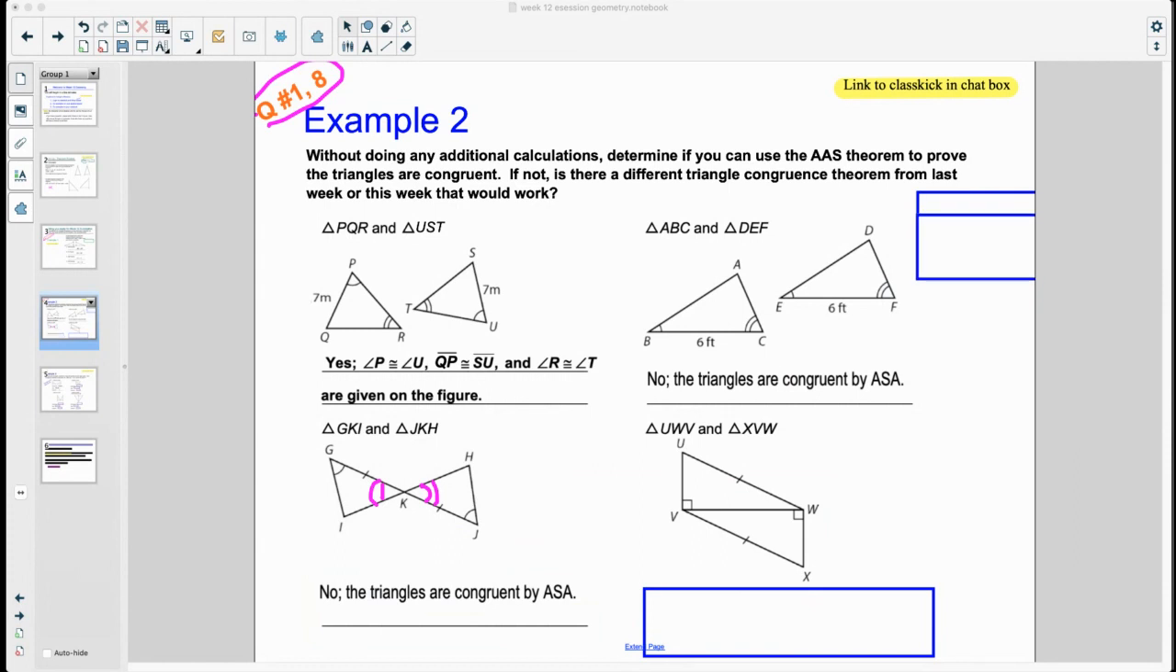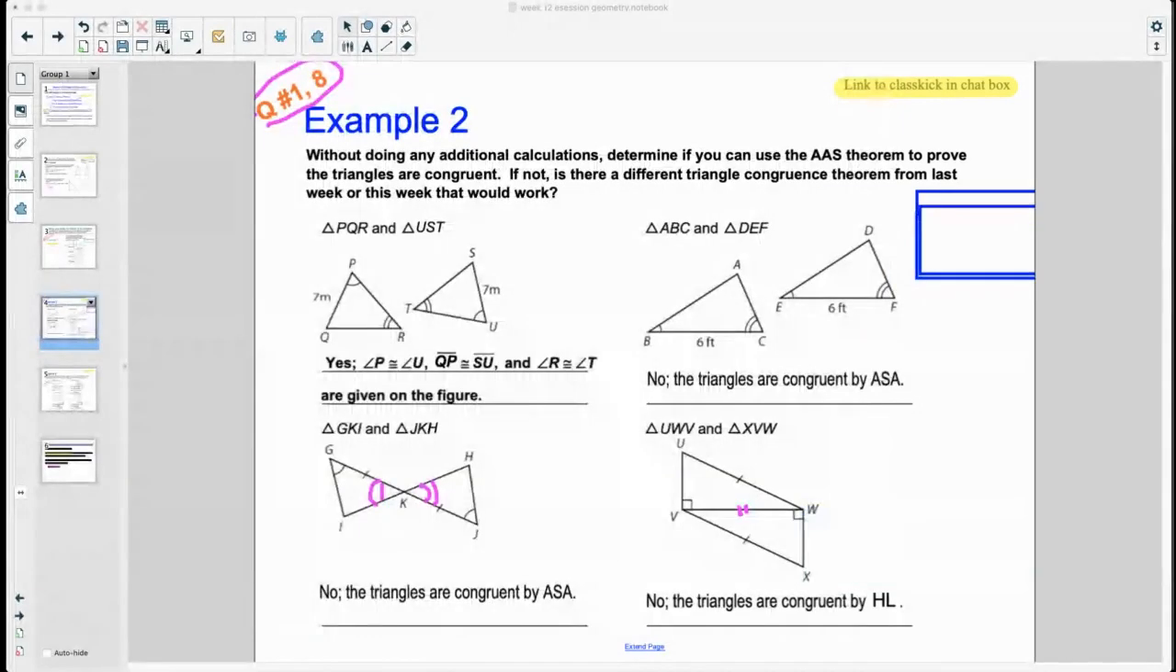Okay, and then the last one here, again, notice how the triangles are drawn. Notice you have right triangles, first of all. Those markings are actually the hypotenuses, and they actually share a side using that reflective property. So this would actually be congruent by HL, or hypotenuse leg. Okay? All right, great. So we have one more example.